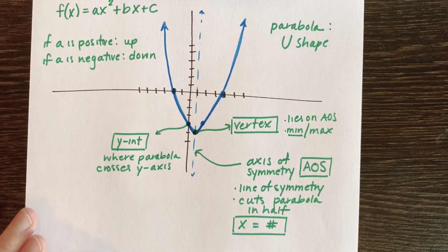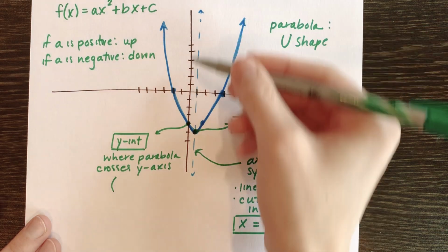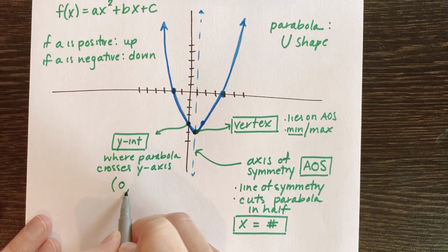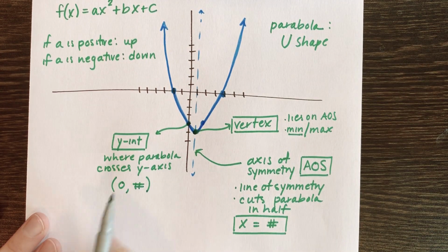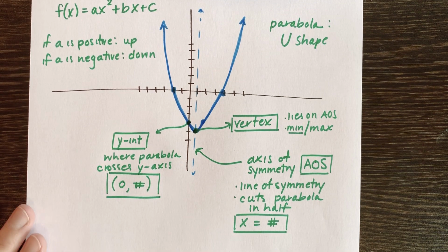And if you recall from linear functions, the y-intercept, because it's on the y-axis, has a 0 value for x. So when you write that y-intercept, it's always 0, comma, a number.